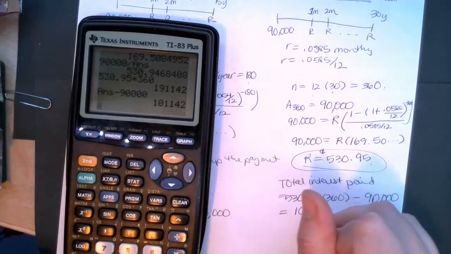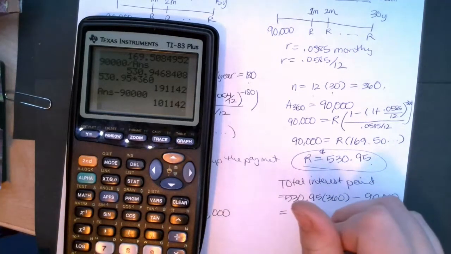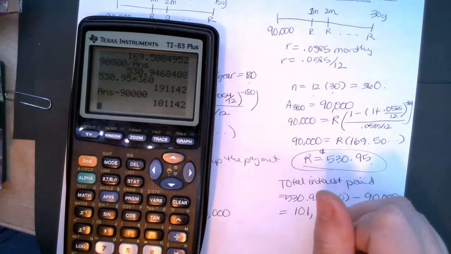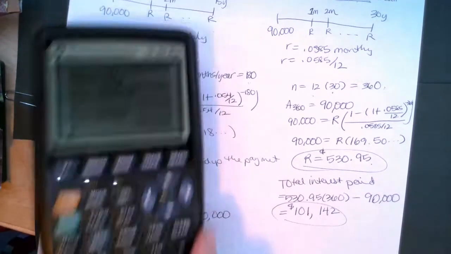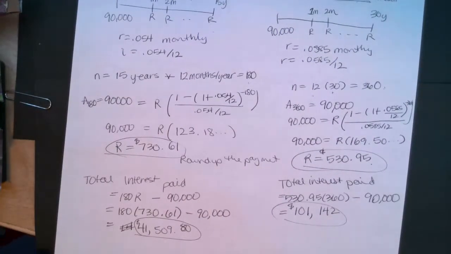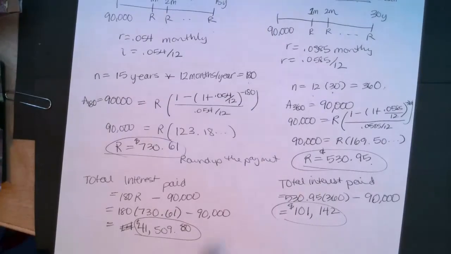So this time the interest we pay is $101,142. So we've almost paid the loan twice with the interest just because it's so long. So what this tells us is that if we can swing the higher mortgage payment, it will be better in the long run because it would save us 60 grand.